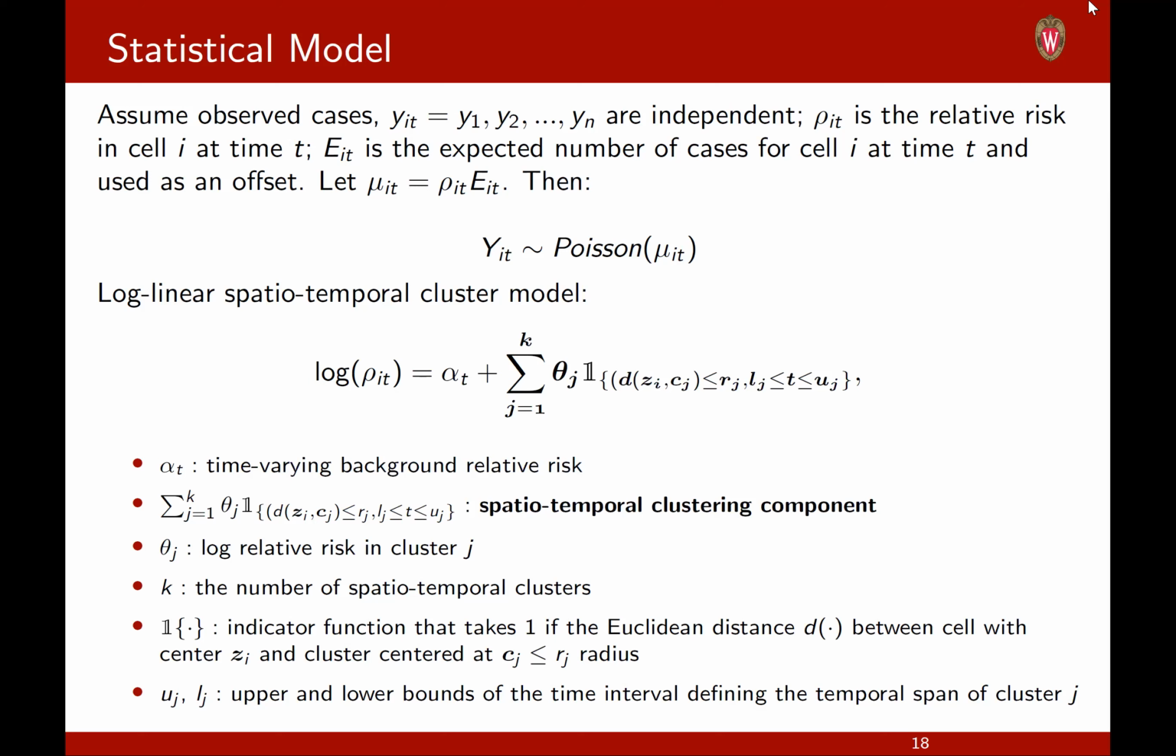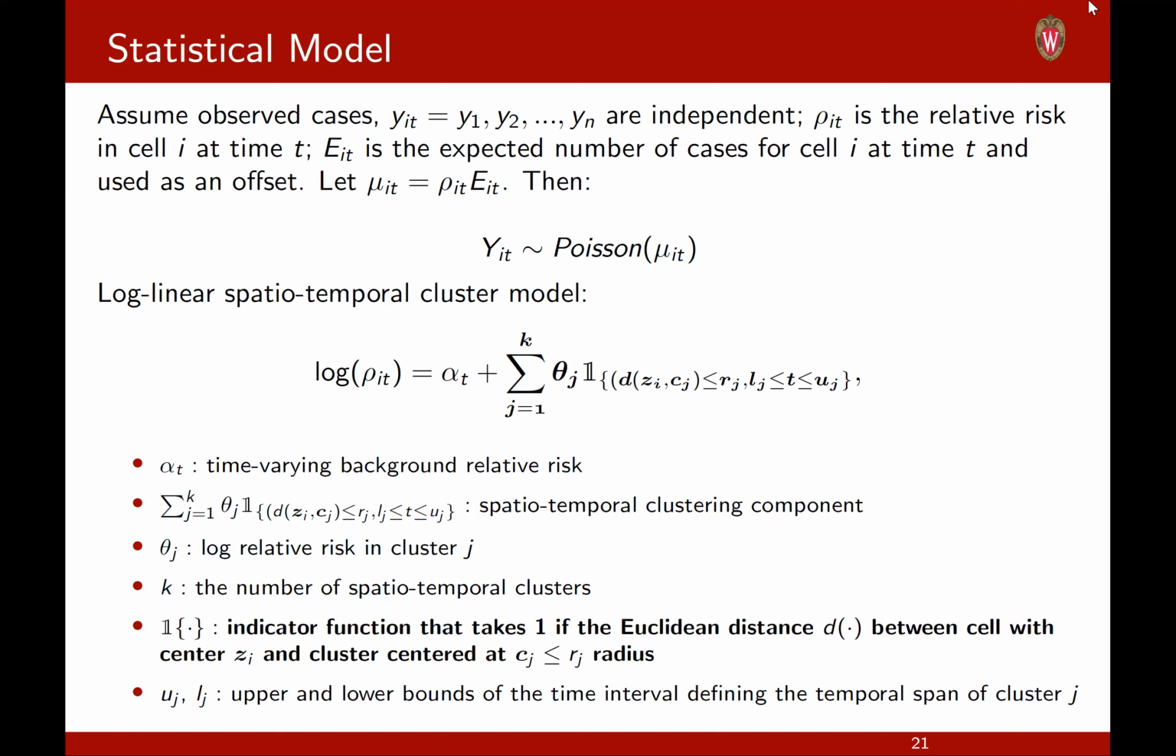Then we have the spatiotemporal clustering component, and I'll go through this one in detail. So theta_j is going to be the log relative risk in the jth cluster. Little k is the true number of spatiotemporal clusters. And then we have this indicator function that's going to take a 1 if the distance between me, so if I'm a cell, and my center and the next center is within a certain radius. So if you think about what the indicator function is doing, it's basically creating a bunch of indicator variables or dummy variables for cluster membership.